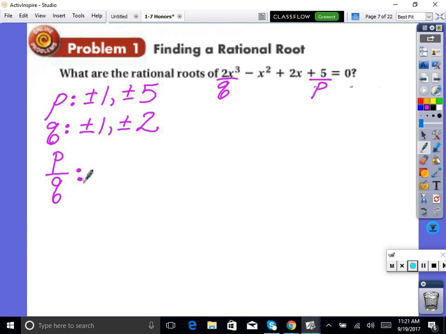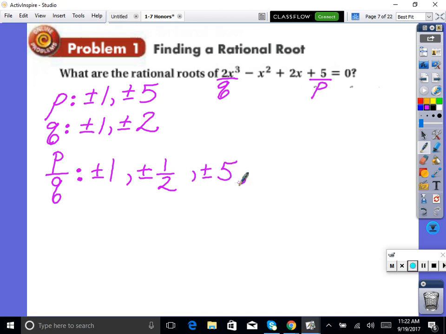Now, the only possible rational roots of this polynomial will be some p divided by some q. So let's list out all the possible rational roots here. We have to take all of our p's and divide them by all of our q's. So let's go in order. 1 divided by 1 is plus and minus 1. 1 could be a solution, or negative 1 could be a solution here. Now 1 divided by 2 is 1/2, so we also have plus and minus 1/2. You have to do every p divided by every q. Does everybody see what I did? Now let's go on to 5. 5 divided by 1 is 5.